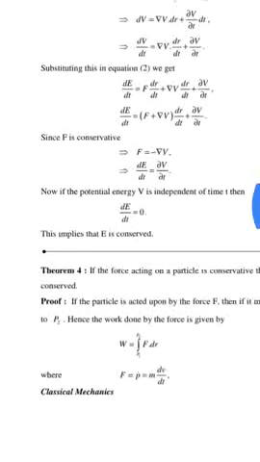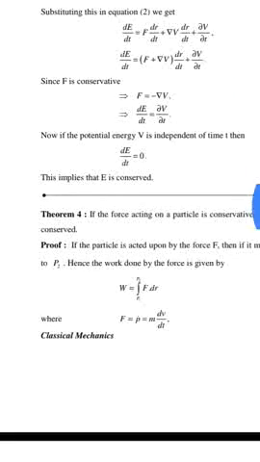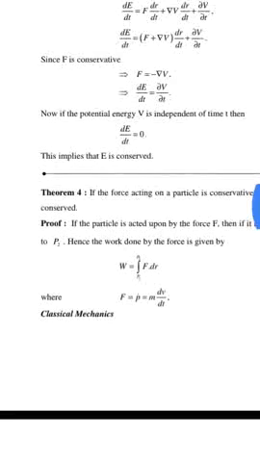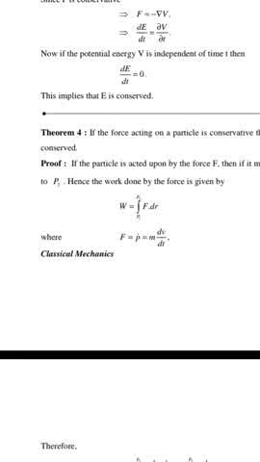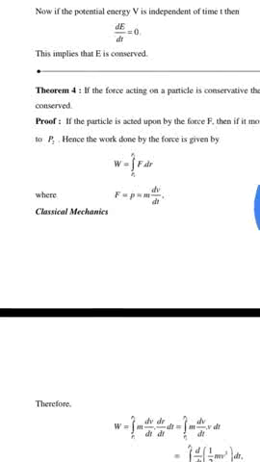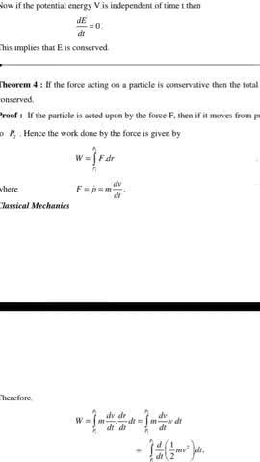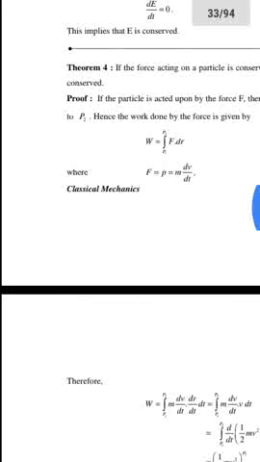Since F is conservative, F = −∇V. So dE/dt = ∂V/∂t. Now if the potential energy V is independent of time t, then dE/dt = 0. This implies that E is conserved. If the forces acting on a particle are conservative, then the total energy is conserved.